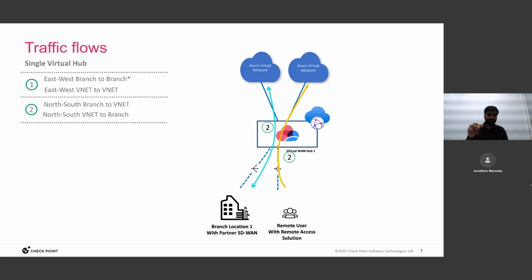The second flow would be your north-south traffic. Your branch users try to communicate with the application which is hosted on an Azure VNet, plus your remote users as well who want to communicate with your Azure applications, or vice versa. It's bi-directional, which I'm talking about. So normally branch to Azure VNet is bi-directional, vice versa. But remote user to VNet is unidirectional traffic, so your application server usually sends a response back towards your remote user. So that is the north-south traffic flow.